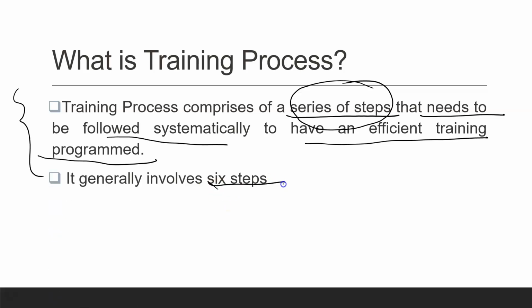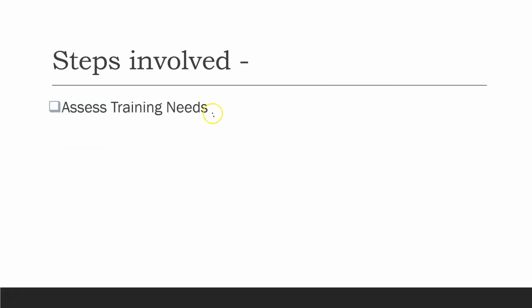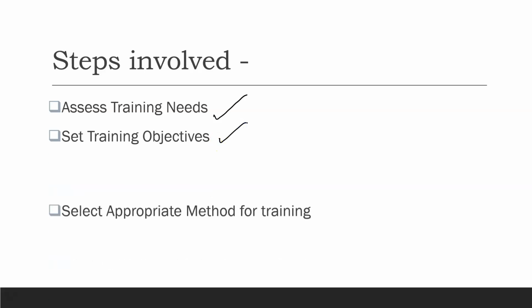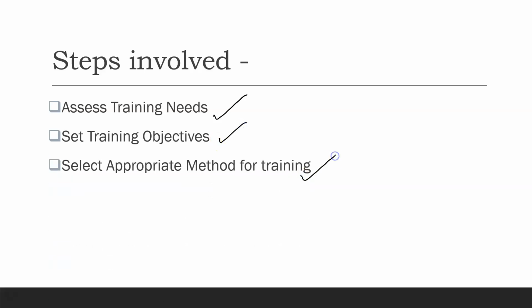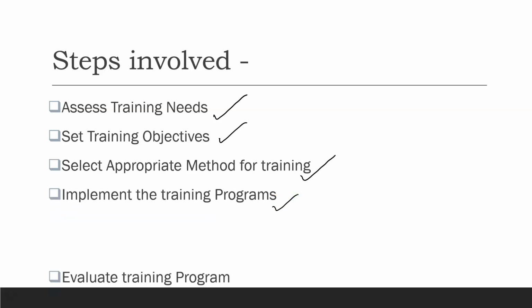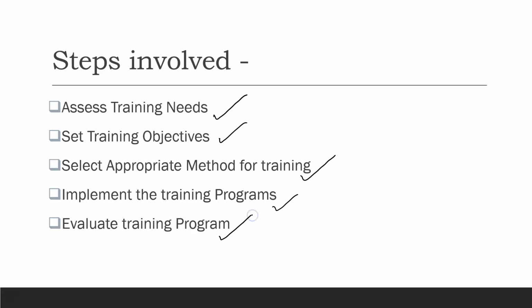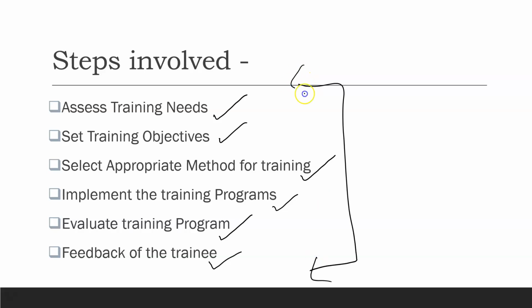So it has basically 6 steps. Let's talk about those steps first. The first step is called assessing training needs. The second is setting training objectives. Third is selecting the appropriate method of training. The fourth one is implementing the training program. Fifth is evaluating the training program. And the sixth one is feedback for the training. So these are the 6 steps which are mostly common and are involved in any training process.